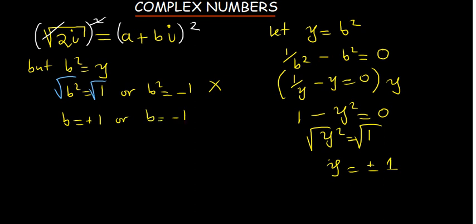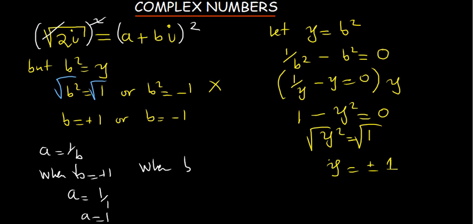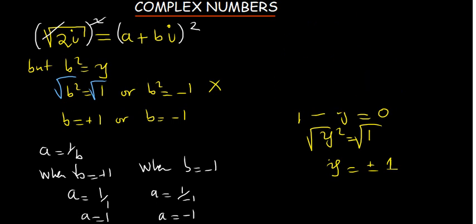We found b. Now let's find a. We go back to the equation. a was equal to 1 over b. So this means that when b is equal to +1, what will be the value for a? a is going to be equal to 1. Where there is b, we put 1 over 1, meaning that a is going to be equal to 1. And then what of when b is equal to -1? What will be a? a is going to be 1 over -1, meaning that a is going to be equal to -1.